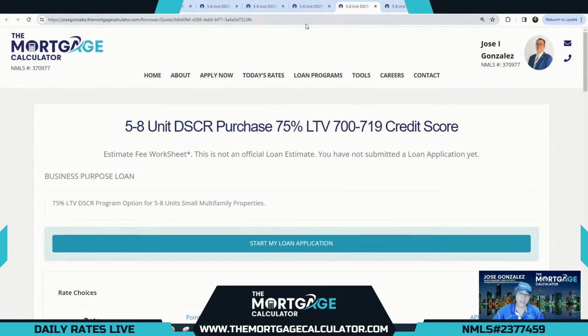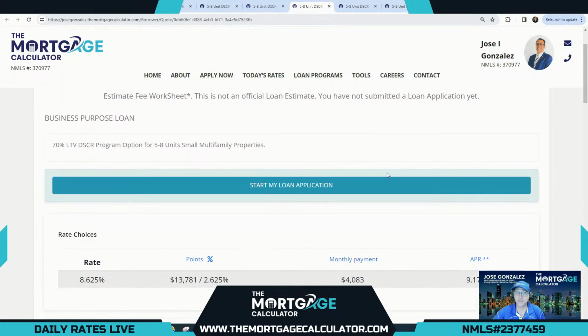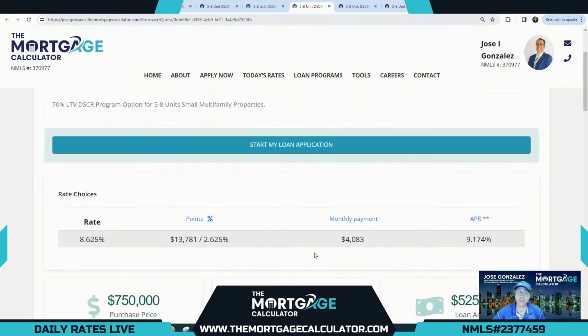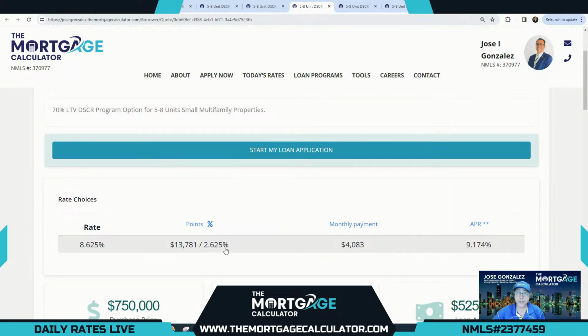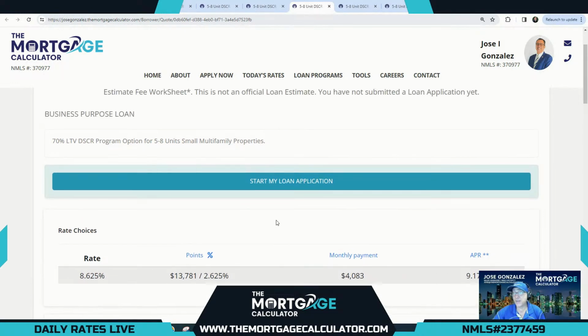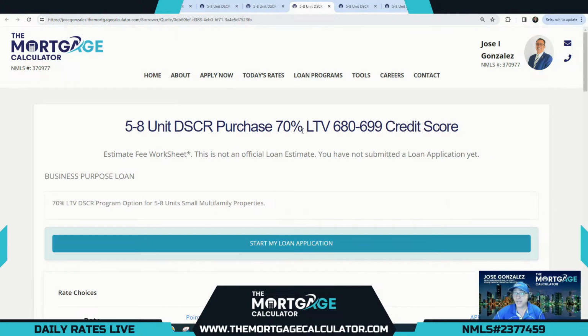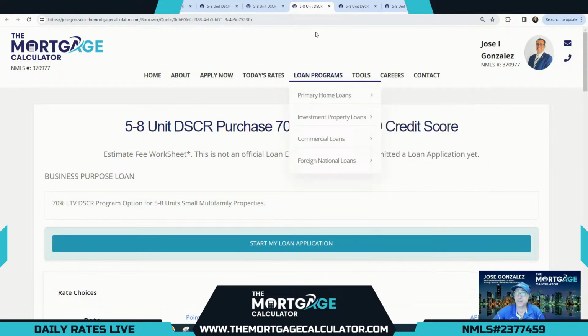So you must be wondering then, at what point does the LTV drop for this loan? Well, here it is, because now at a 680 to a 699, we're able to attain 70% LTV. Still very amazing, and at the same cost. So our cost remains 2.625 points. Our interest rate remains 8.625%. It's just that now we have an LTV reduction. It decreases to 70% due to the lower score, but that is still very, very good.